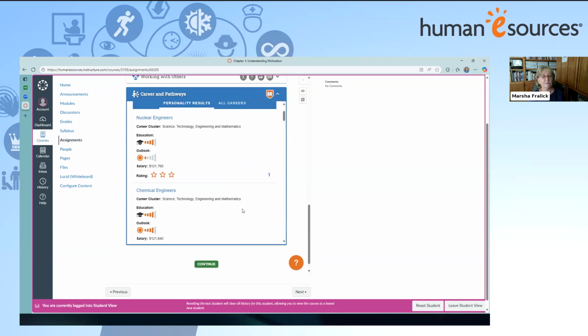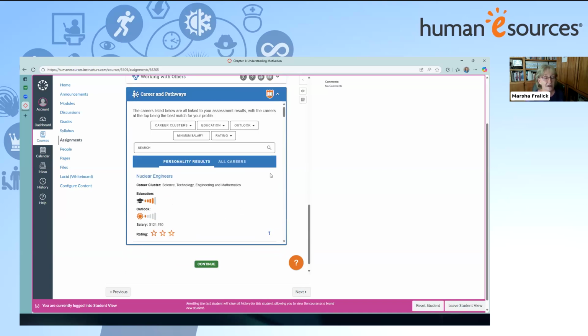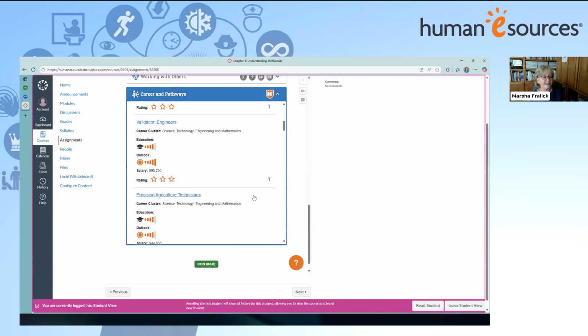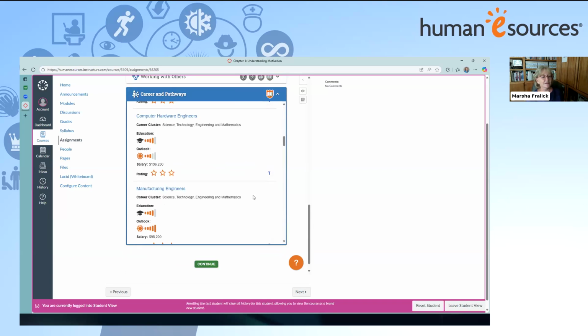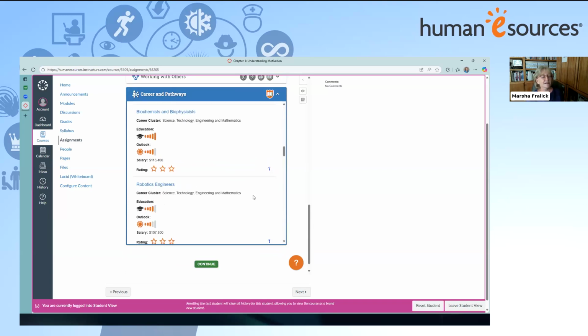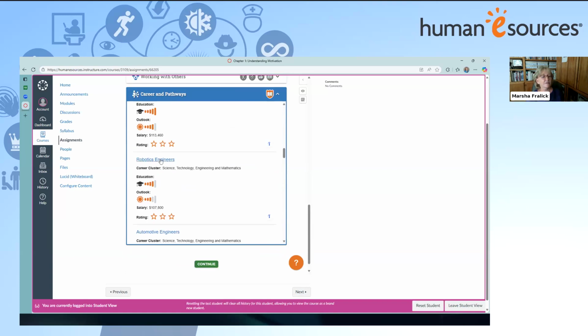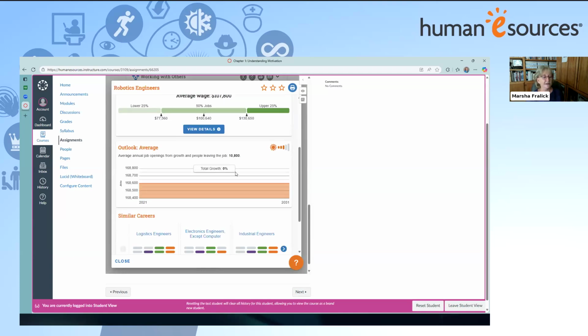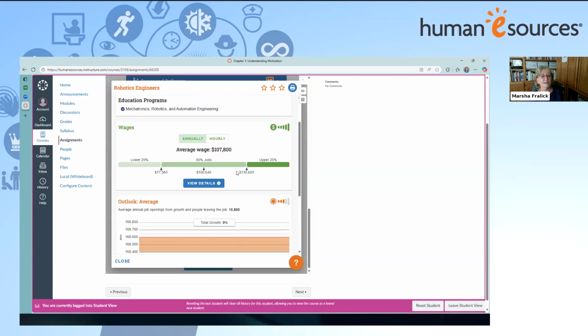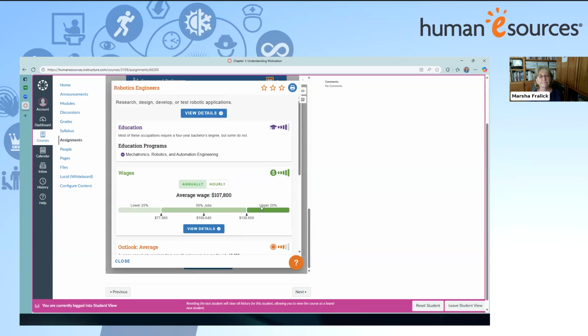So it talks about, here are some careers that match my personality type. If I'd taken this assessment when I was 18, I probably would have become an engineer. So let's see, robotics engineering here. So what is that? I can click on that and it tells me what is a robotics engineer, what is the career outlook, what are some similar careers.